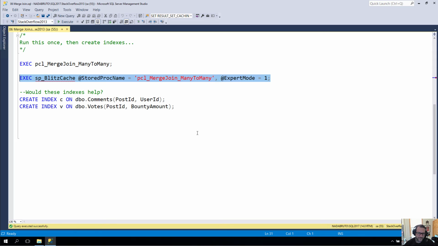Anyway, that wraps up how merge joins can be tricky. Remember to keep an eye out for that many-to-many thing. Blitzcache will show you under expert mode if your merge joins are of the many-to-many variety, and sometimes indexing can help. Other times, making sure that one input gets aggregated in some way first can take away the many-to-many thing.